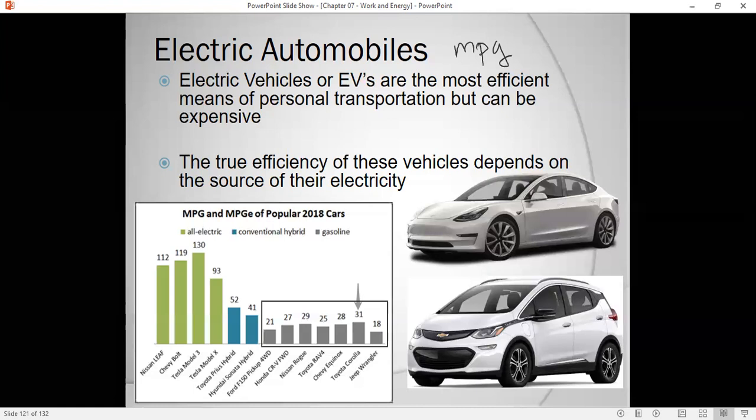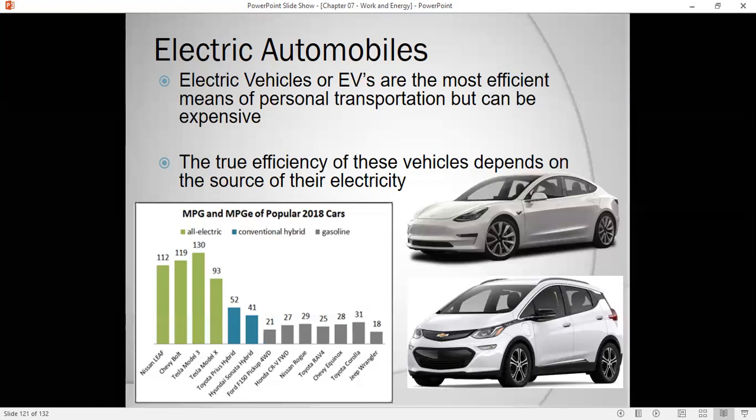All right. Some cars are better. Nissan Rogue, I don't even know what that is. Okay. Some cars are worse. F-150 pickup. Jeep Wrangler, 18 miles per gallon. All right. So right there you can see these are fairly inefficient vehicles. And really, in terms of their overall efficiency, for the amount of energy that we put in, we don't get very much energy out.